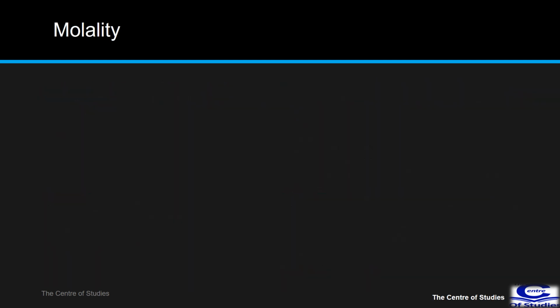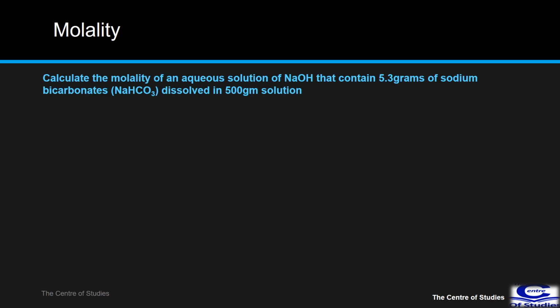Now coming to molality, calculate the molality of an aqueous solution of sodium hydroxide that contains 5.3 grams of sodium bicarbonate dissolved in 500 grams of solution. Making data, you have to find the molality. The mass of solute is 5.3 grams, the mass of solution is 500 grams, and the formula mass of sodium bicarbonate is 84.